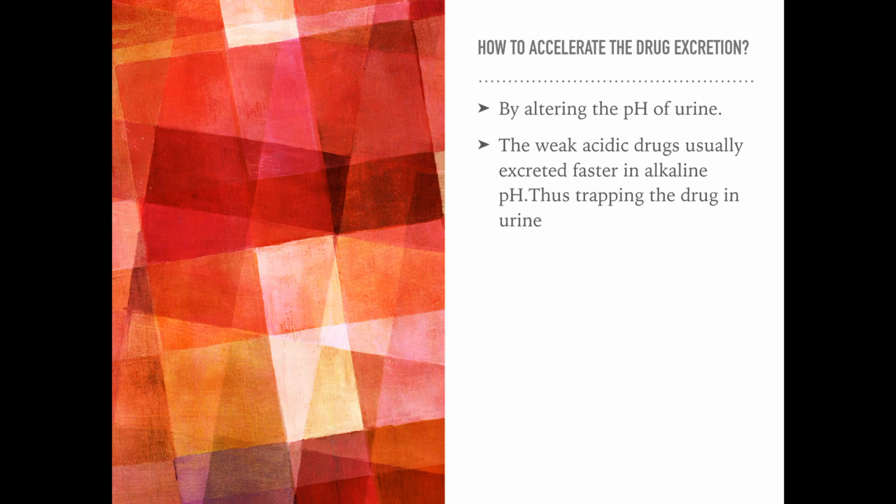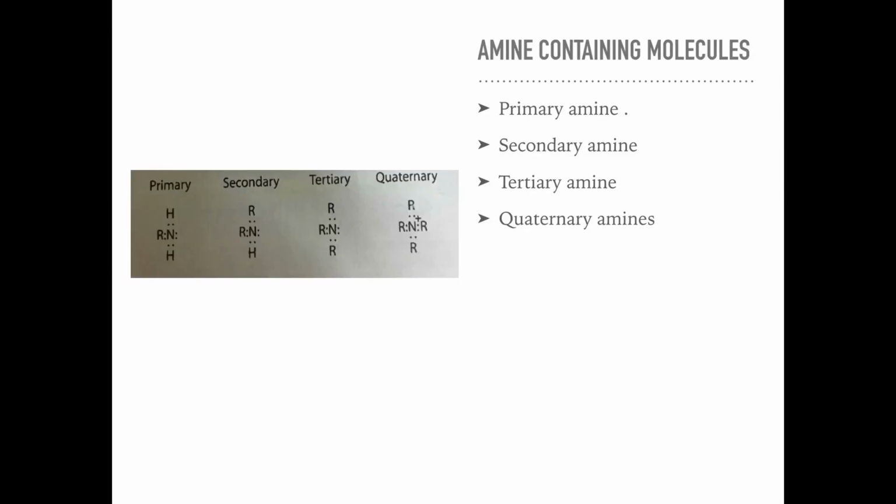For example, the weak acidic drug will be excreted faster in alkaline medium, because in that medium, the drug will be in ionized form, and the ionized drug will not be able to reabsorb or cross the lipid membrane. The same is the case for weak basic drugs, which will be excreted faster in acidic media.